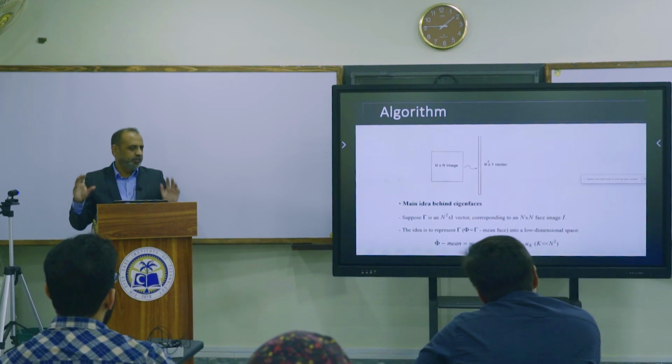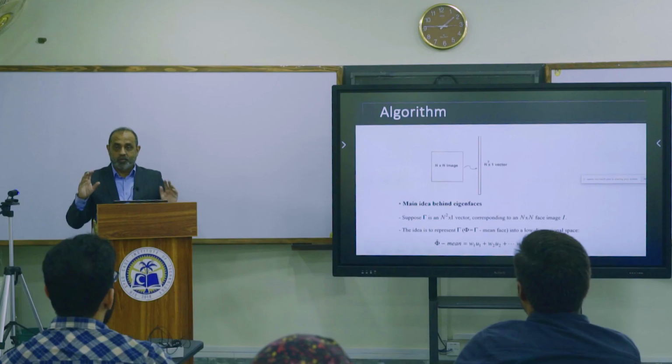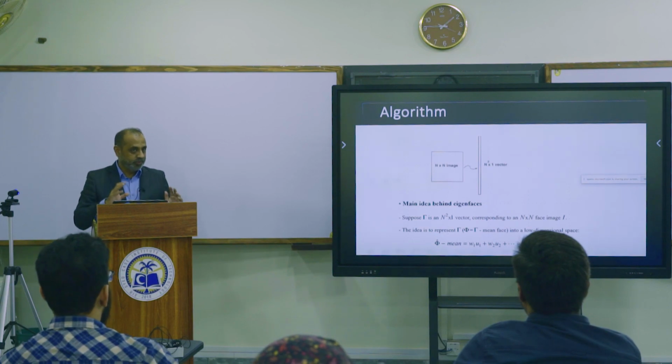And what we want to do is something really very crazy. We want to find a few faces, maybe 10, maybe 20, a few eigenfaces, and then I will try to generate all 10,000 faces with a linear combination of those 10 faces.